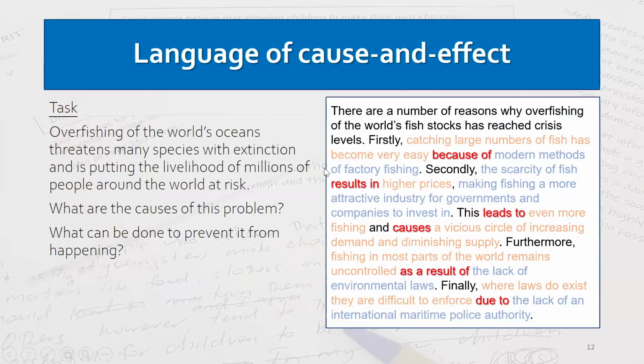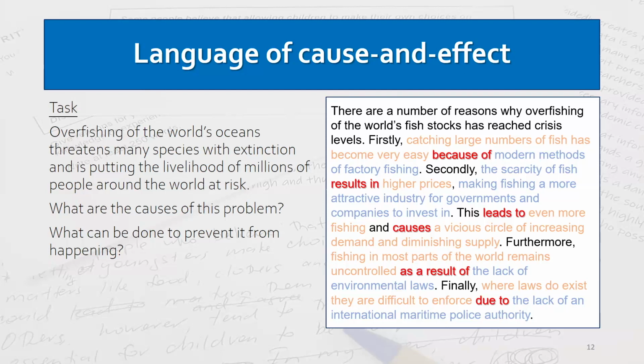So let us have a look at this example. This time the task is about another issue, that is overfishing, right? This time it is an example of an expository essay because it is about the problem and it is related to the explanation of the problem and a description of the solutions. Okay, so it is a typical problem-solution essay type. If you have a look at the paragraph here, the writer explains some reasons why overfishing exists.